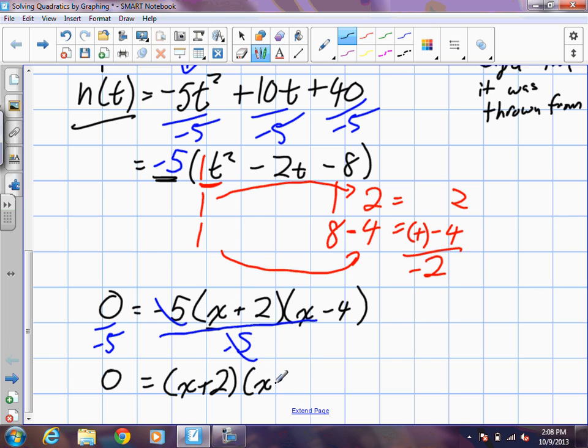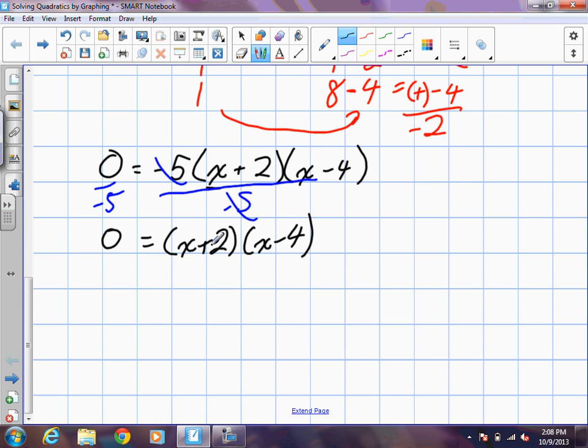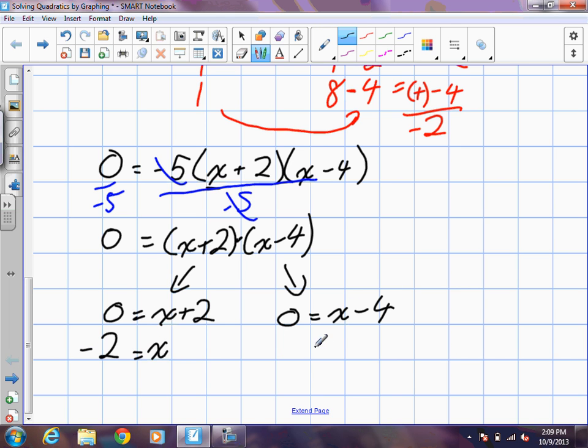x minus 4. From here we know that in order to multiply to get a 0, one of these factors must be 0. So we're going to test for both of them. 0 is equal to x plus 2, and 0 is equal to x minus 4, which gives us x values of negative 2 and positive 4. Now, are we working with x, or are we working with a different variable? What was that other variable? What represented x in this equation? Do you guys remember? T, that's right. And t stood for what? Time. So what is this telling us in terms of time?